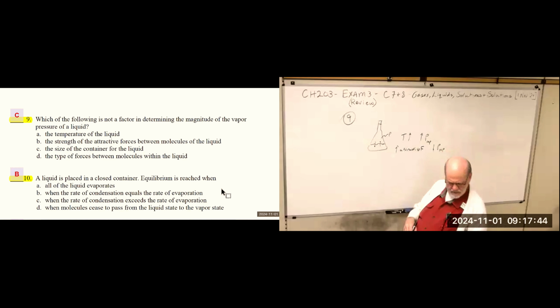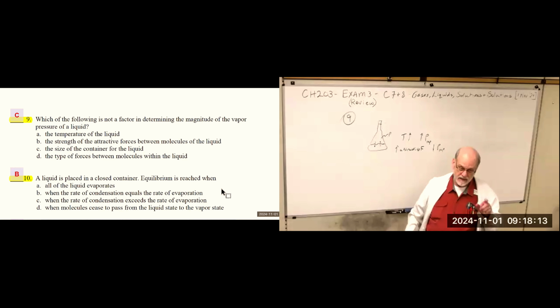So let's see. Which factor determines the magnitude of the vapor pressure? All right. Temperature of the liquid, A. Yeah. Strength of the attractive forces between molecules, yeah. Size of the container, no. Oh, not a factor. Okay. Read the fine print. Because A and B are both factors. C, the size of the container.